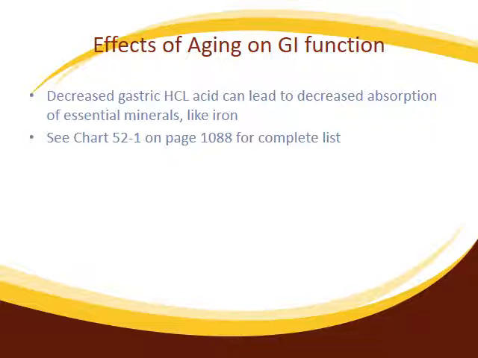Yes, there are effects of aging on GI function, and I'm going to refer you to the chart on page 1088, which is chart number 52-1, because it is a very thorough list on the specific areas. I did not want to recreate PowerPoints for that since you can easily look it up. But one of the main things it mentioned was the decrease in gastric hydrochloric acid, which leads to a decreased absorption of essential minerals such as iron. So older people have a risk of anemia because of that.